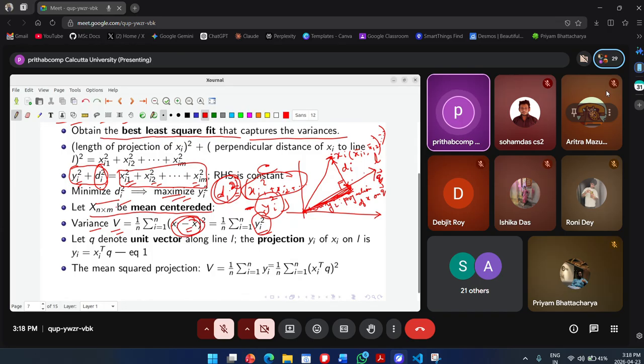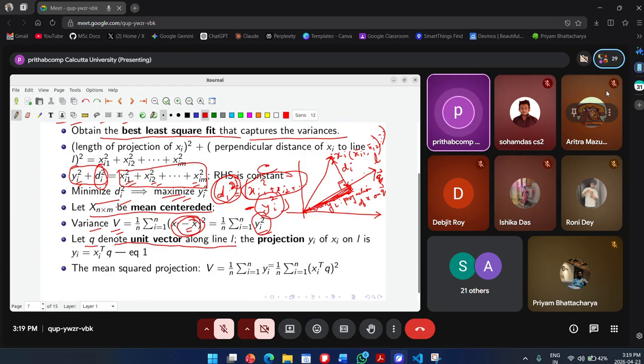I want to find this line. Finding this line means actually finding out what is this vector q, the q vector along which the variance is maximum. So the step that we did is, variance is nothing but this projection that we came up with. Now let this q denote a unit vector along line L. So now we need to see what is the projection of xi on this line q.